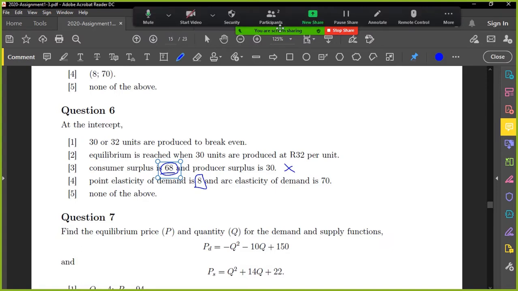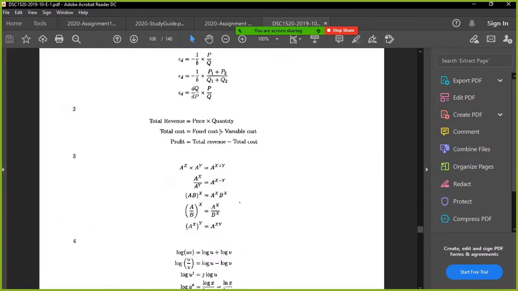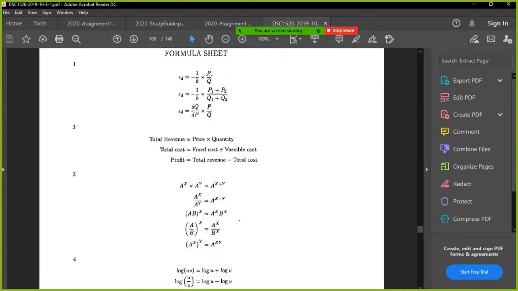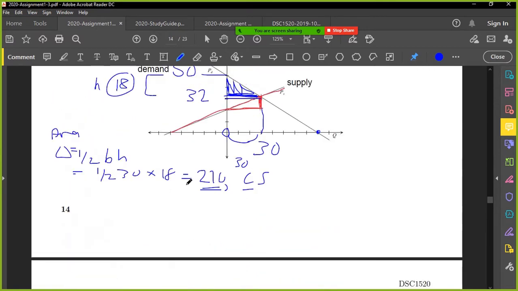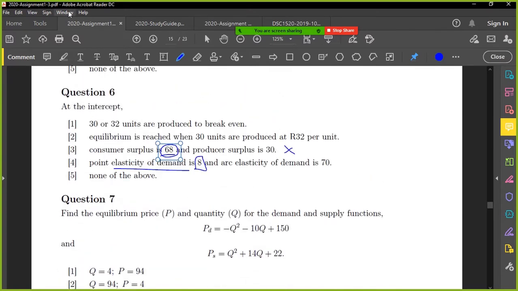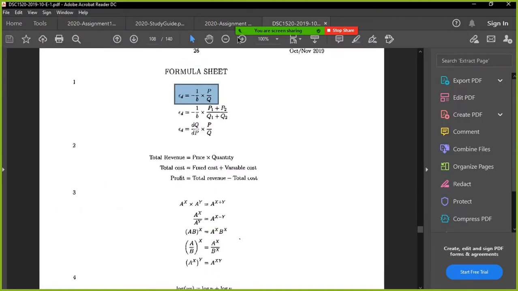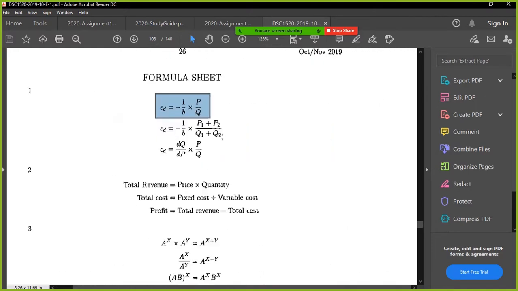Go to your Unisa guide. All right, so I want the elasticity of demand. I want that one. Okay, the point elasticity of demand, ED. Okay, what was I given in the question? I was given the P, I was given the Q. What else was I given? That's it, eh? Yeah, that was it. Okay, so I've got P and Q, that's all. So if I'm looking at the point elasticity of demand, I'm going to have to substitute that in. Let's see, I can use this one, but then I need the B.